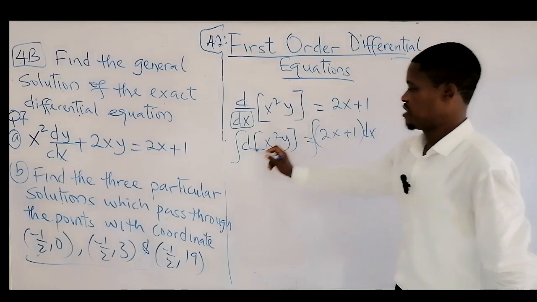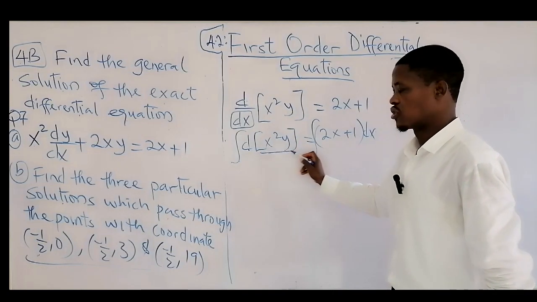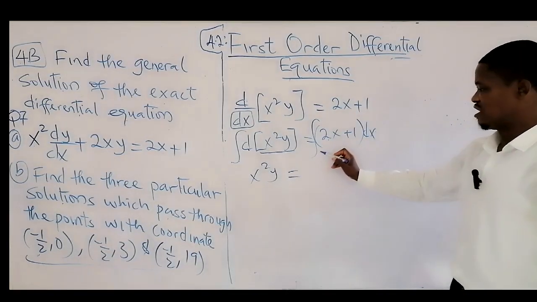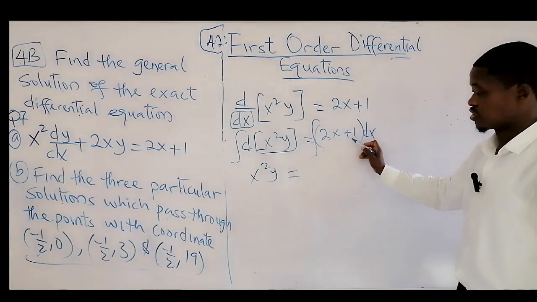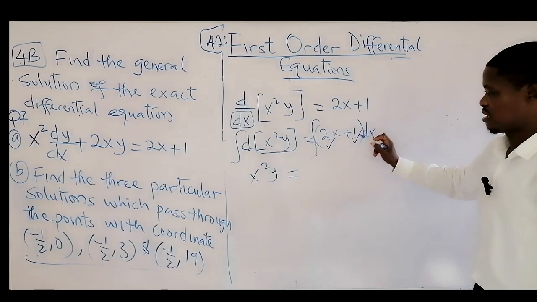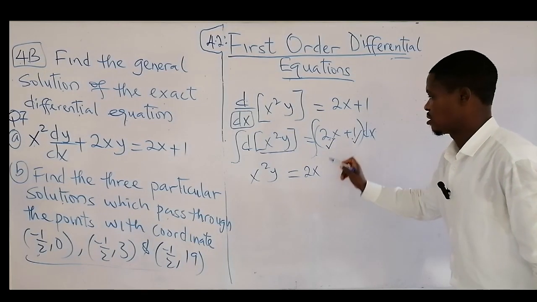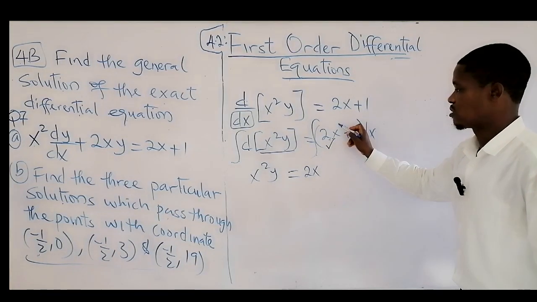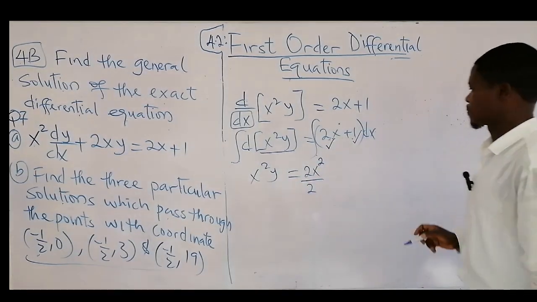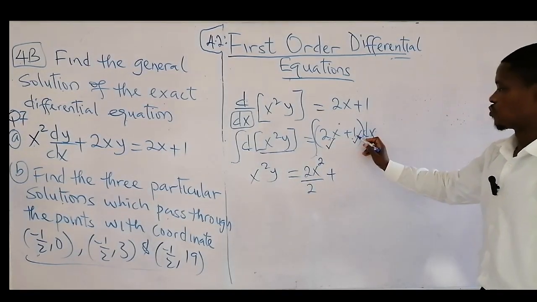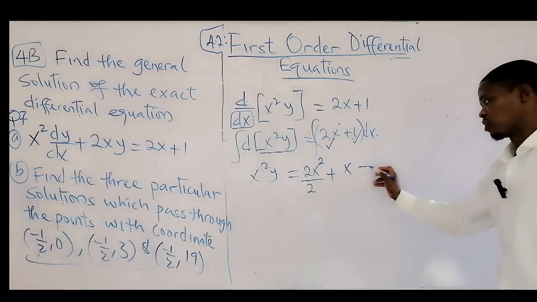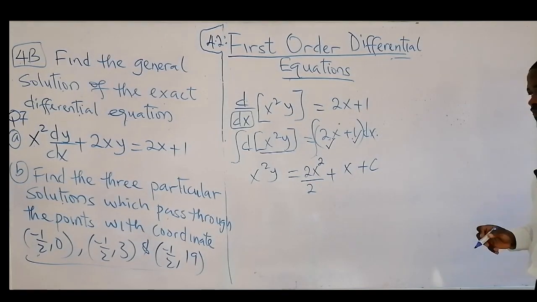The integral of d of a function gives that function. This is an integral of a sum of functions, which will be the integral of this and the integral of this. This one will be 2x, which has power 1, so plus 1, that's 2 over 2. Then plus the integral of 1 with respect to x, then plus the constant of integration.